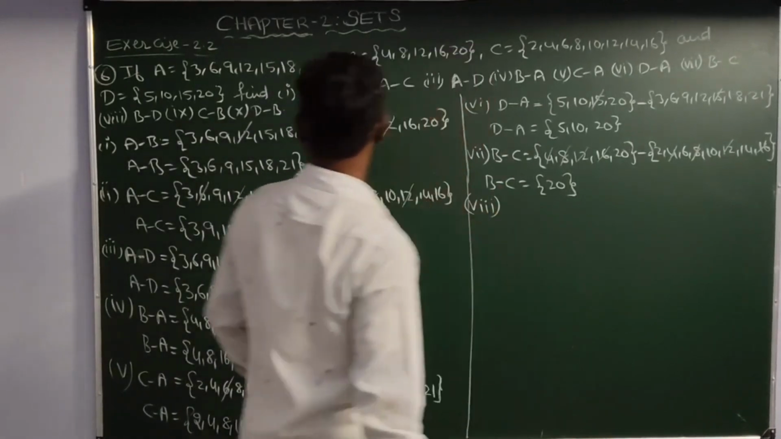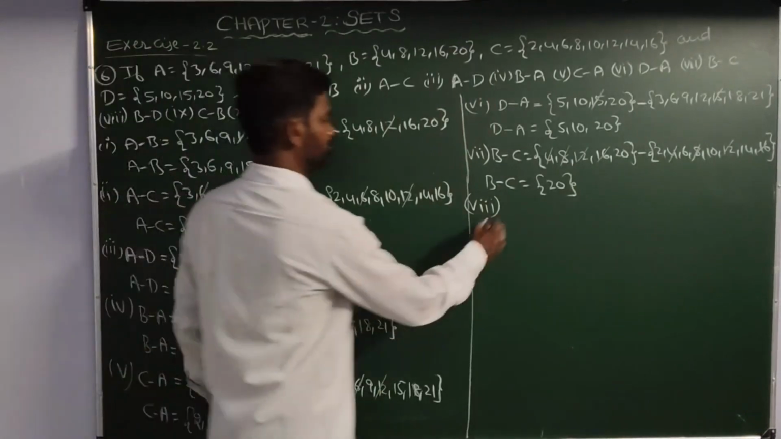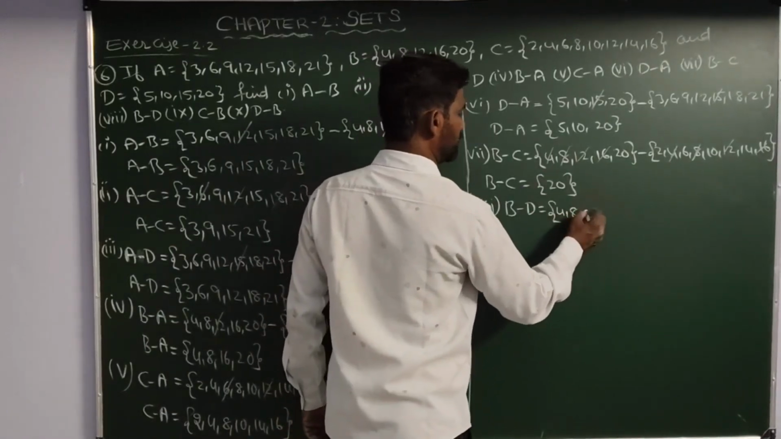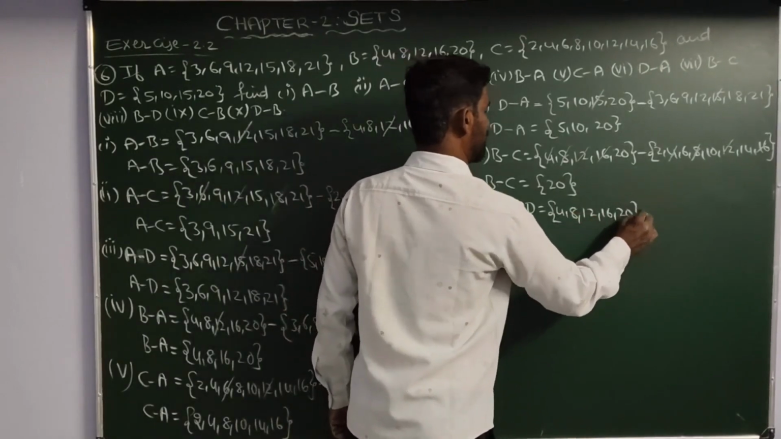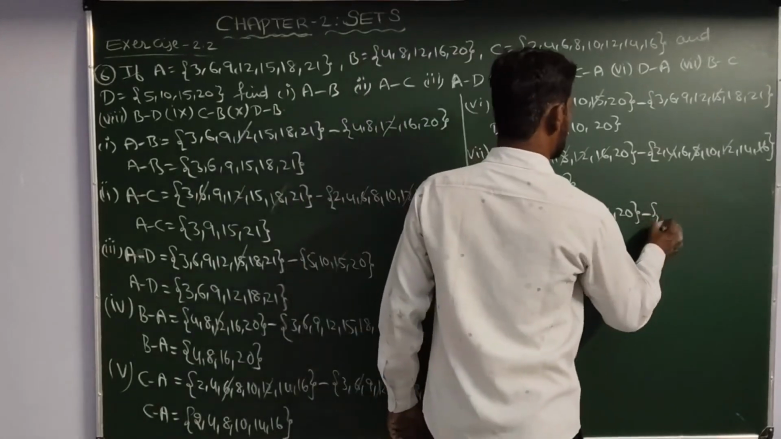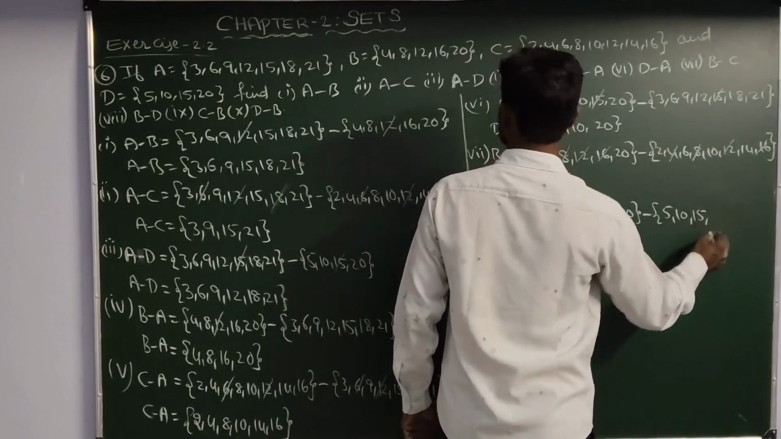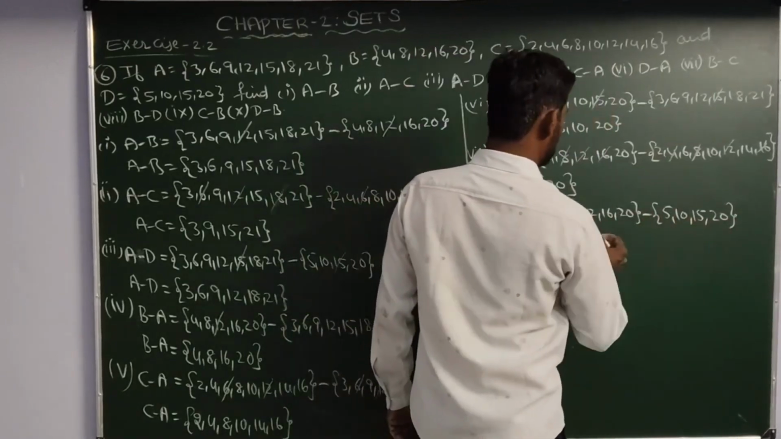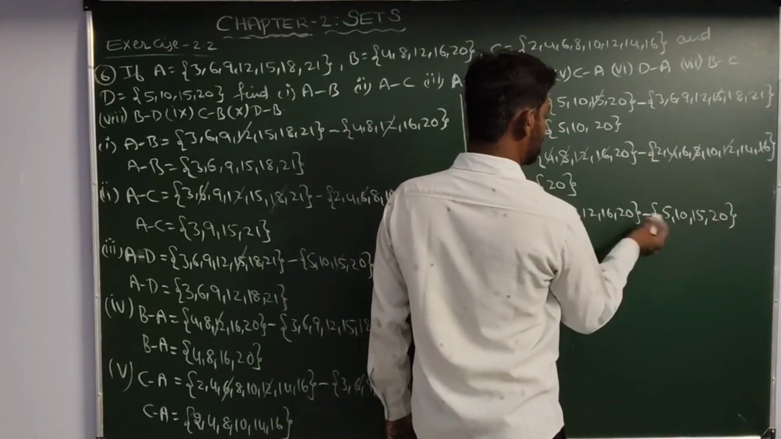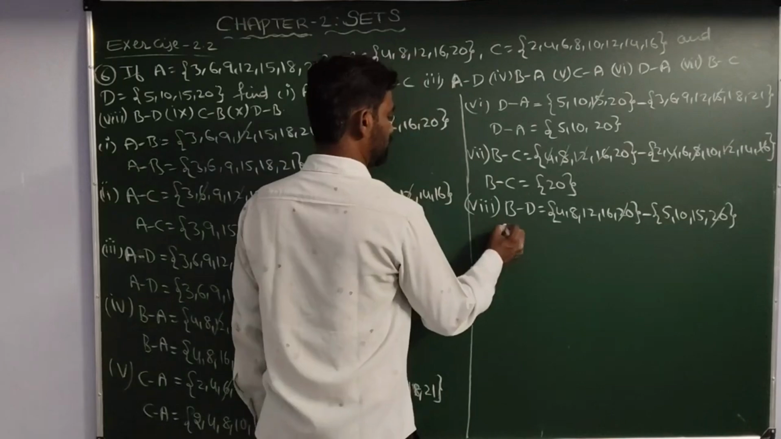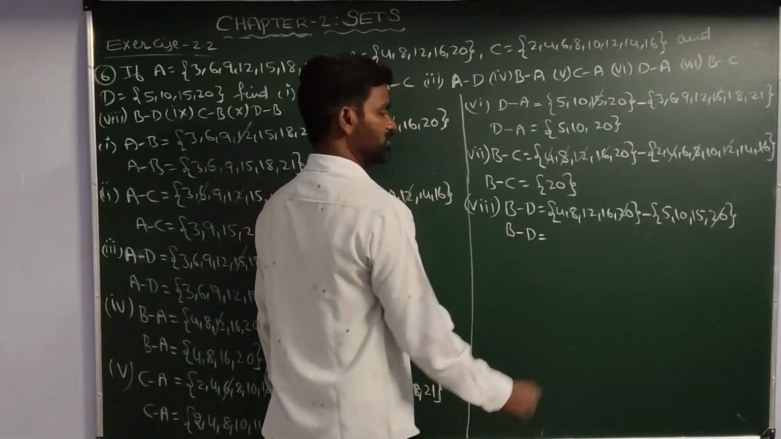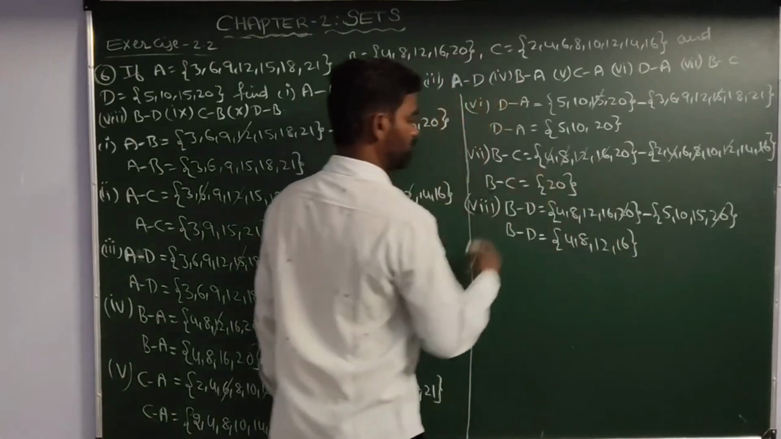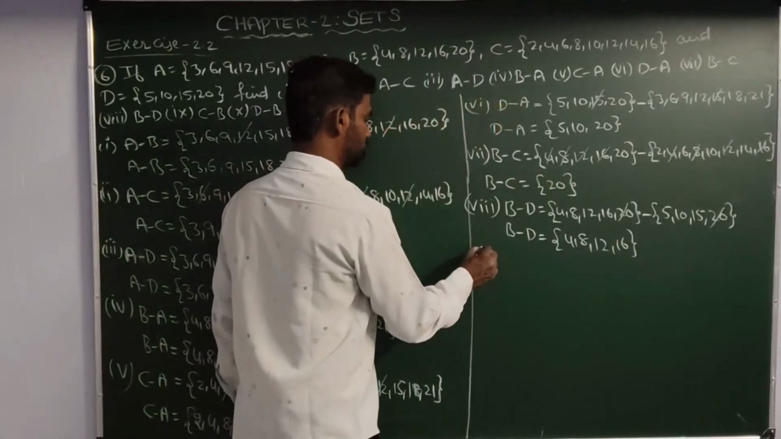So what is the eighth question? B minus D. B minus D is equal to B elements 4, 8, 12, 16, 20 minus D, 5, 10, 15, 20. So in this, what are the common elements? Only 20. We can cut it in both the sets. B minus D is equal to 4, 8, 12, 16, the remaining elements of the first set. Next, ninth question.